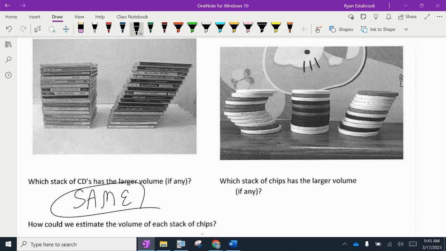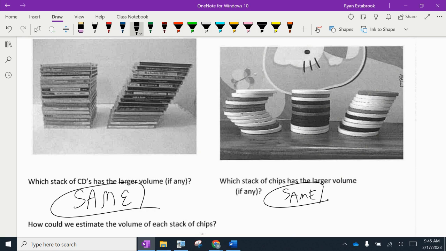Next example to the right. We have these poker chips. One of them is really curvy. One is straight up and down. The other pile is just tilting to the side. Which of those stacks has the largest volume? Once again, it's the same.